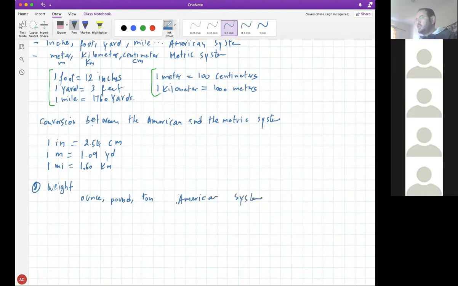What about internationally, or the metric system? What is the unit for measuring weight internationally, or in the metric system? What do they use to measure weight? Definitely not pounds and ounces and ton. Everybody uses tons, but for these smaller ones, we have their own. It starts with a gram.